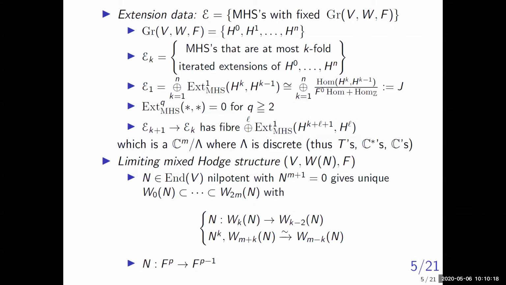Those fibers are complex manifolds. They're quotients of Euclidean space by discrete subgroups, and they can be compact tori, C stars, C, some mix of those.